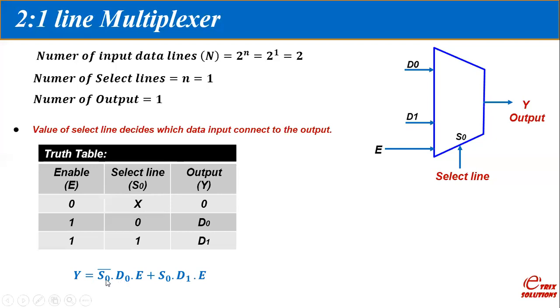Means when the select line is 0 and enable is 1, then output is equal to 0, and when the select line is 1 and the enable is also 1, then the output is equal to d1. And once you have the boolean expression, then you can draw the logic diagram very easily. So in this boolean expression we can see that two AND gates and one OR gate are required.